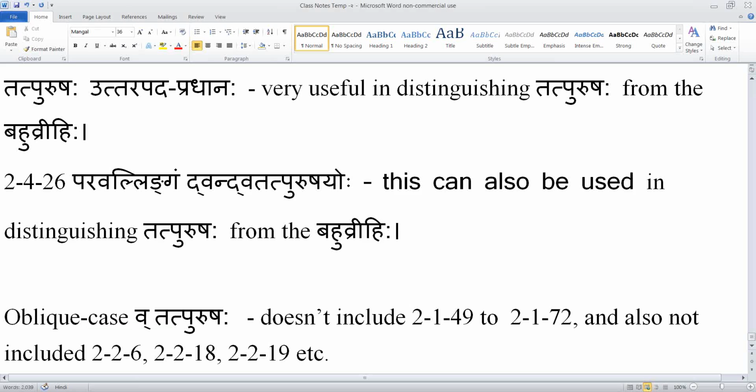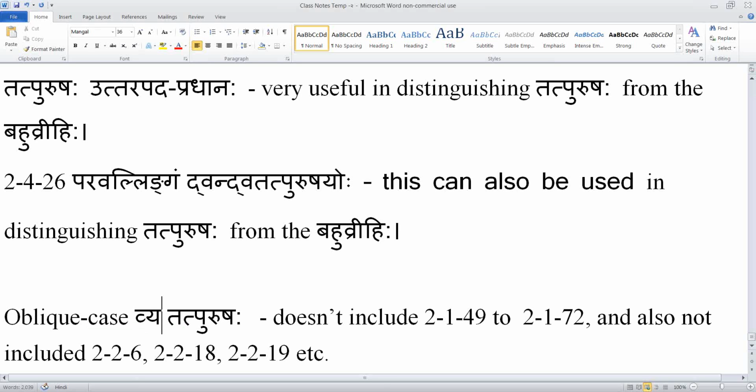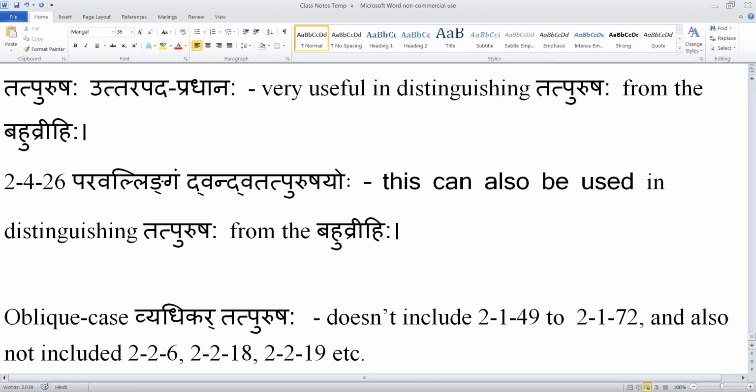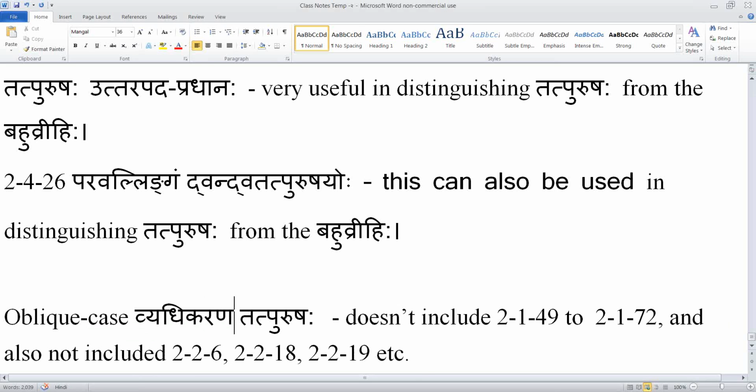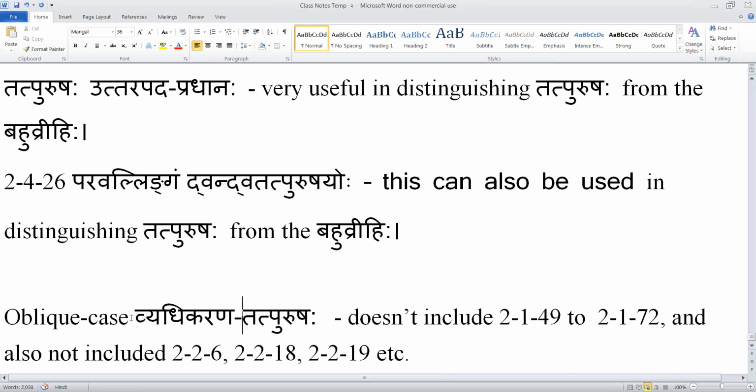So Vyadhikarana means, see, Adhikarana means the locus, what the word is referring to. So Vyadhikarana means that these two words in the compound are talking about two different things, not the same item. So when you say Rajnah Purusha, Raja Purusha, the Raja is different from the Purusha. When you say Shura Purusha, the Shura is the Purusha. So that's Samanadhikarana, which is the same item. That's the difference between those two.